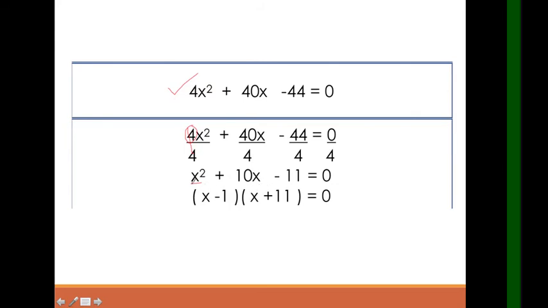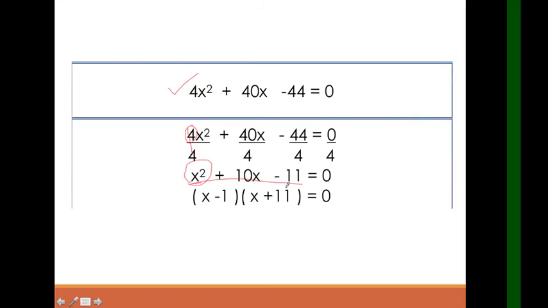Next, we can now factor out this one. So, to factor this one, we have 2x. X squared means dalawa yung x na yun. So, we have x times x. And then, 11. For 11, think of two numbers that when you multiply, you will get 11. And that is 1 times 11. So, those are the factors of 11.